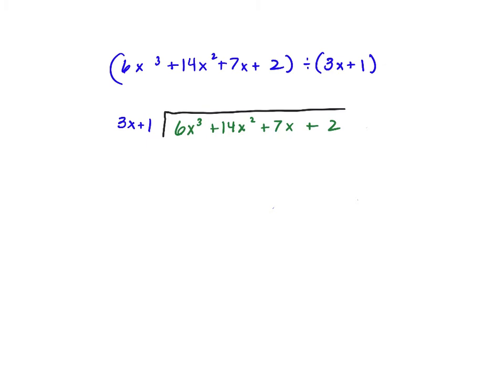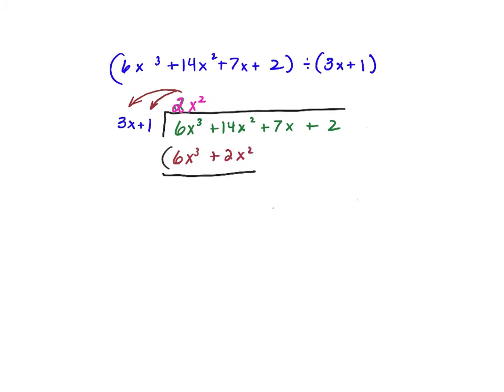Now remember the question we asked as we start to do this division. We just asked, what do I have to take 3x times to get a 6x cubed? Well, 3 times 2 gives me 6. I'm going to use a 2 up here. And to get an x cubed, it'd have to be an x squared. Because now what we do to figure out what we're going to be subtracting is we have to distribute this. So 3x times 2x squared is 6x cubed, and 2x squared times 1 is positive 2x squared.